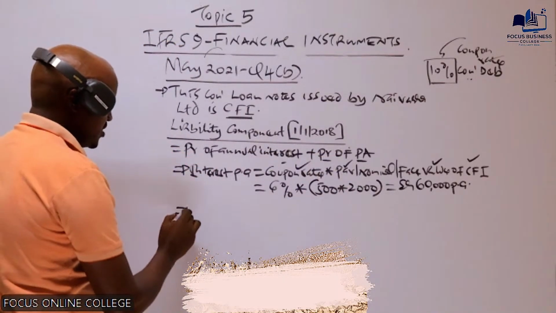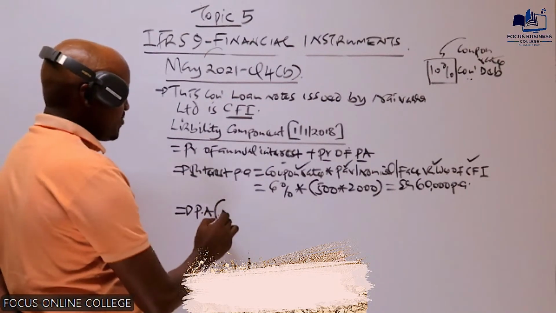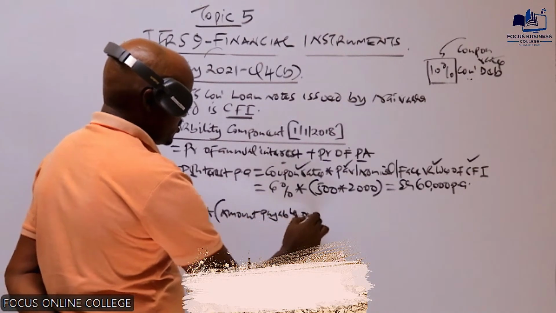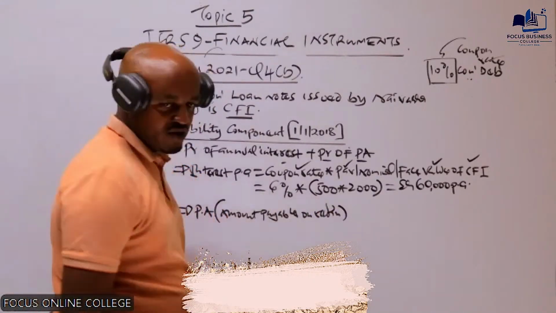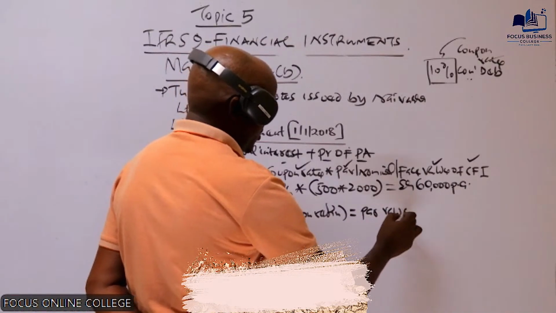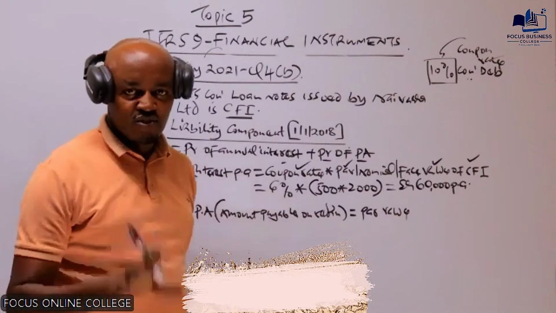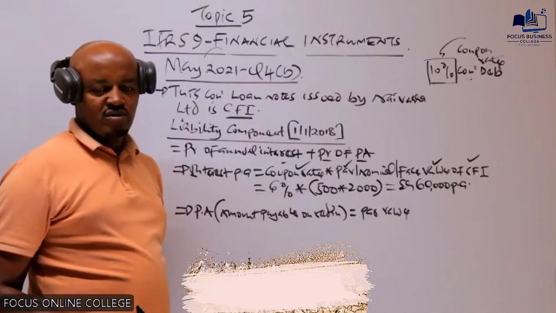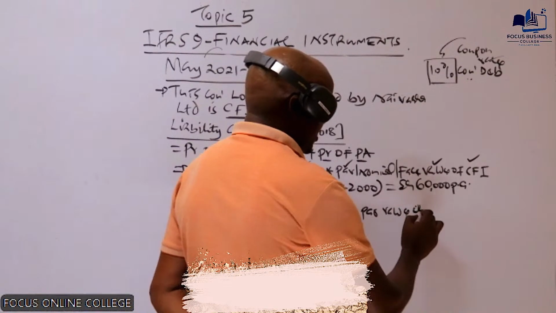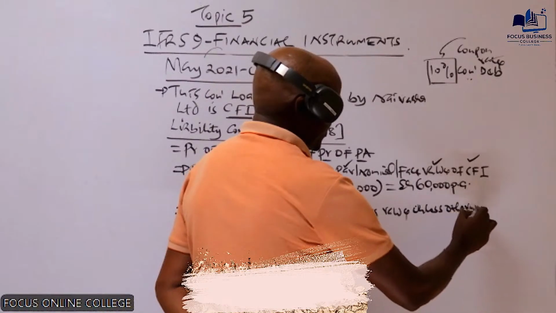So what is the principal amount? Remember, the principal amount is the amount to be paid on redemption. Amount payable on redemption. So the amount to be paid on redemption is always equal to the par value. If you have invested 2 million in treasury bonds, once they mature, you should be given back your 2 million. So they're redeemable at par value unless otherwise stated.